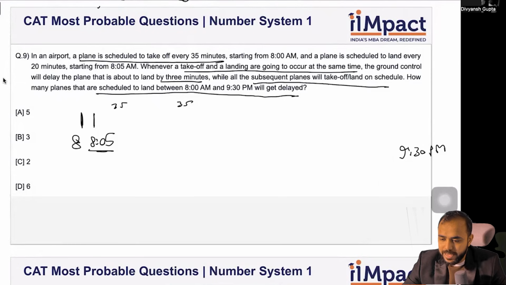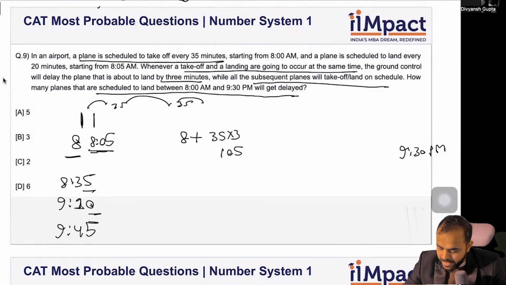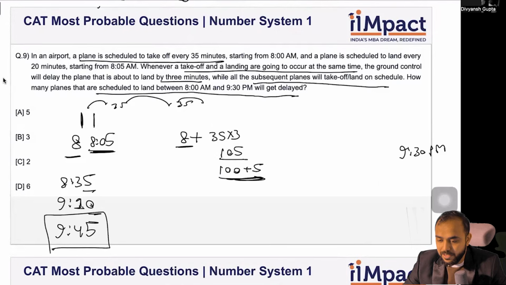The configuration of takeoff will change. 8:35 and then it will become 9:10, then 9:45. So I will take 35 into 3, which is going to be 105 minutes. And can I get from 8:05 to 105? Yes, I can by making 5 jumps. So that will give me 100 plus 5, that is 105. So at 8 plus 105 minutes, or at 9:45, this situation will happen for the first time.